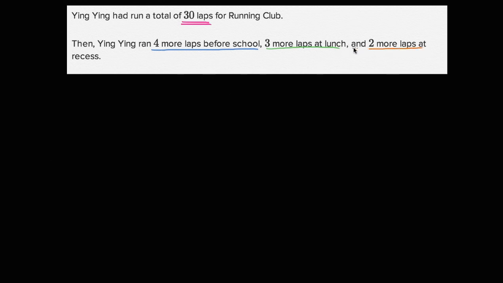So what I want to do is figure out the total number of laps that Ying Ying ran, and I'm going to do it using a number line. So let's draw a number line here. And Ying Ying starts at 30 laps. She had run 30 laps, and then she keeps running more laps than that.